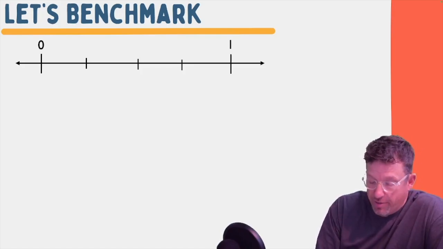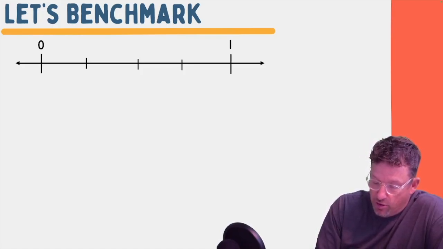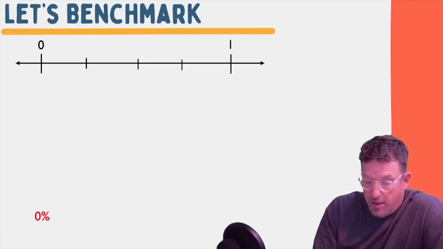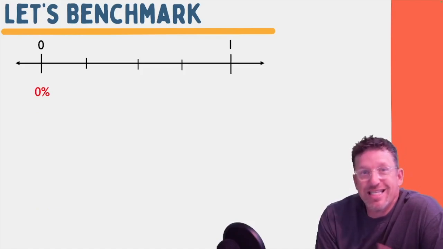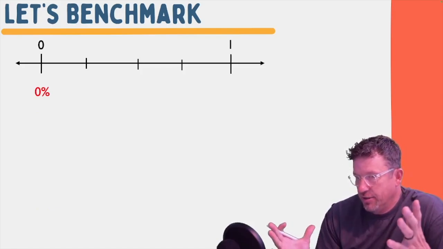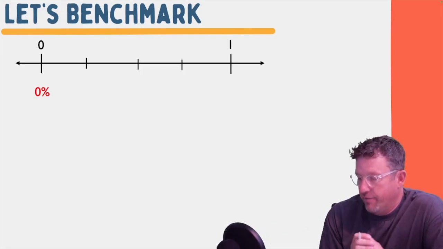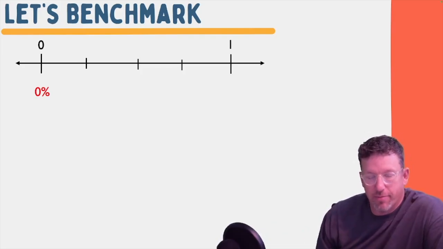Well, now we're going to talk about benchmark percents. So let's look at the most basic benchmark percent, okay? And that would be this one, 0%. What is 0%? That's none. That means out of 100, nothing. Out of whatever the value is, 0% of them are collected.